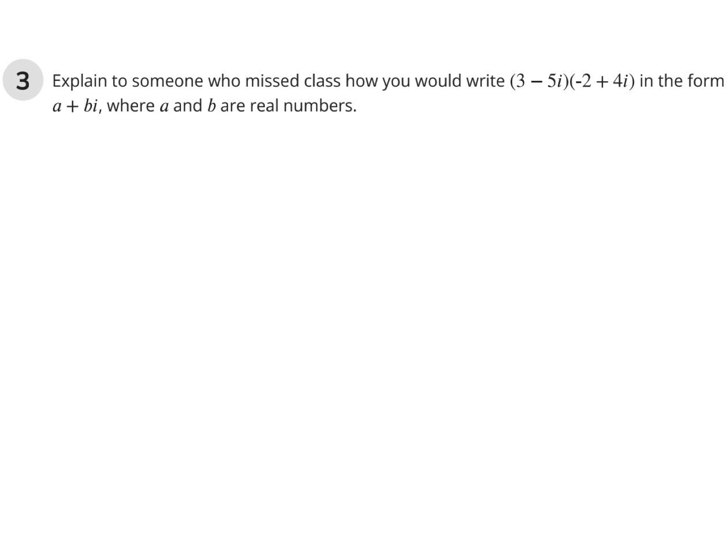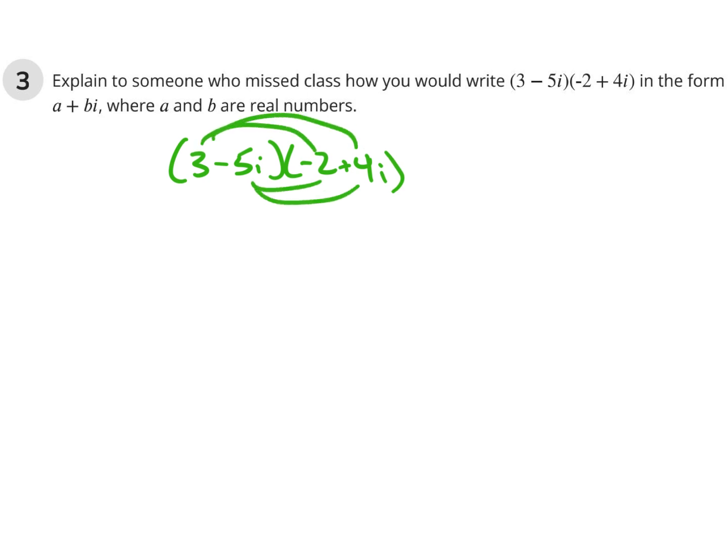Explain to someone who missed class how you would write 3 minus 5i times -2 plus 4i in the form of a plus bi. All right, so basically this is the same as multiplying binomials. So all you would do is multiply your binomials and go through your steps. Distribute, distribute, distribute, distribute. 3 times -2 is -6. 3 times 4 is 12i. -5i times -2 is plus 10i. And then -5i times 4i is -20i squared.